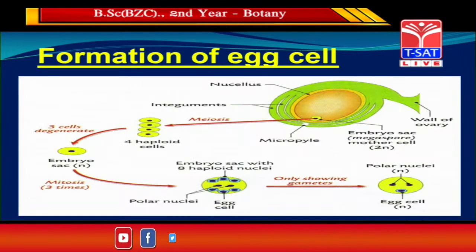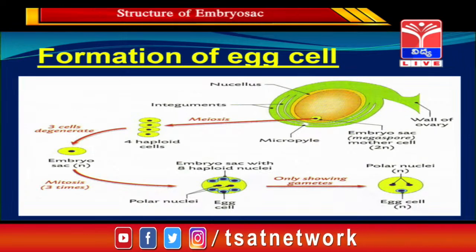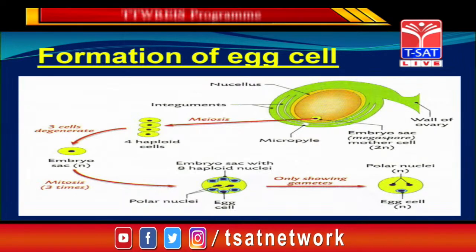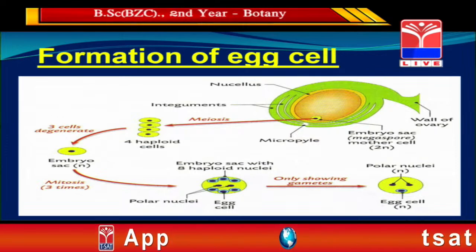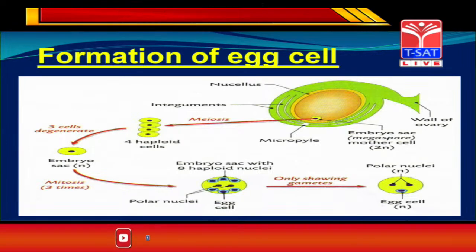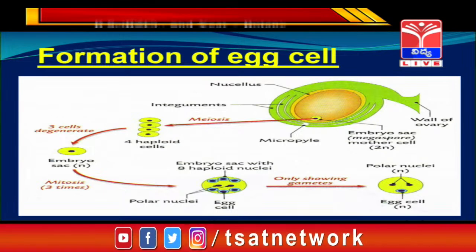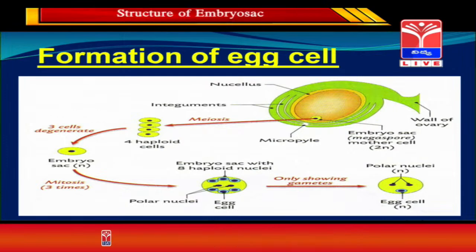And next, see here, it is the formation of an egg cell. In the formation of an egg cell, the structure of the ovule is present. This ovule has a nucellus, integuments and MMC. The nucellus, after fertilization, is completely absorbed, supplying food material. And the integuments, after fertilization, form the seed coat.